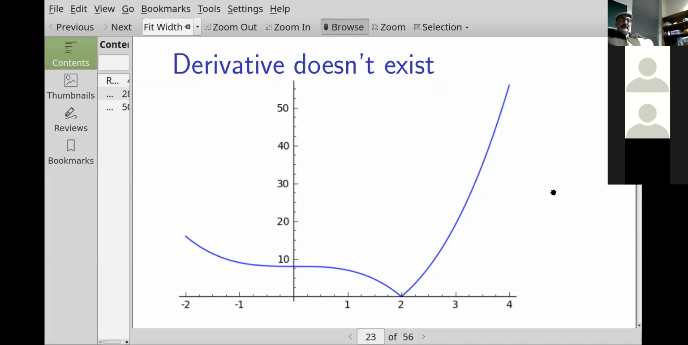Okay, so that's why the critical points are candidates for where the extrema are occurring, but they're not necessarily the points where the extrema are occurring.